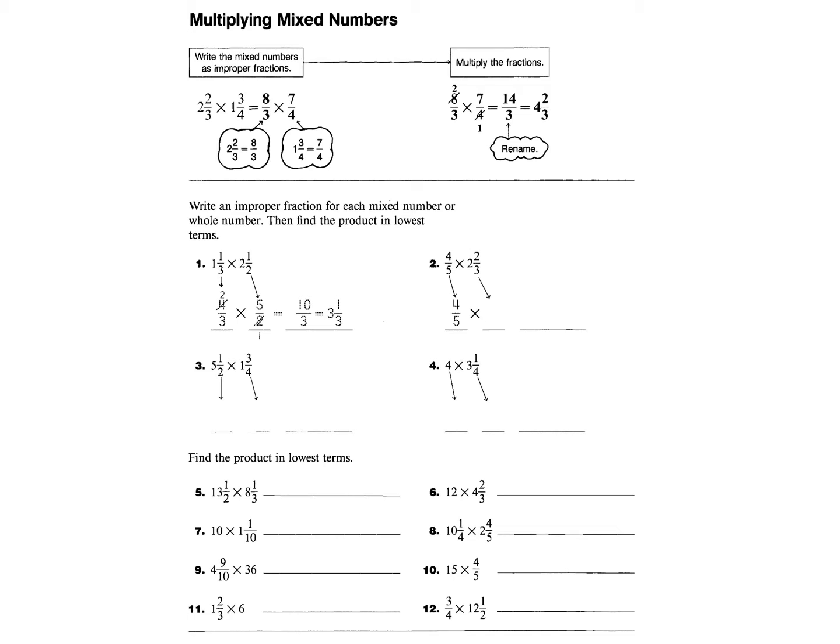And 2 times 7 is 14. 3 times 1 is 3. 14/3 reduces to 4 2/3.